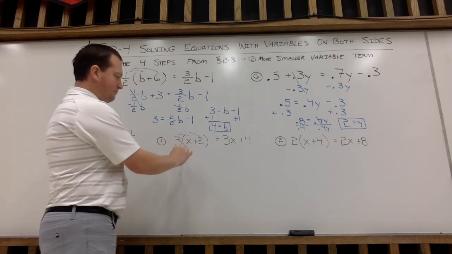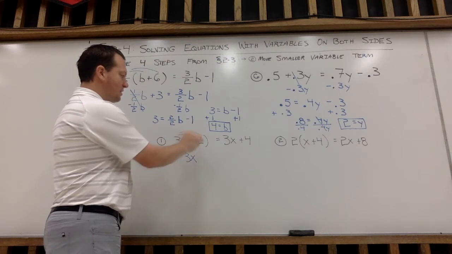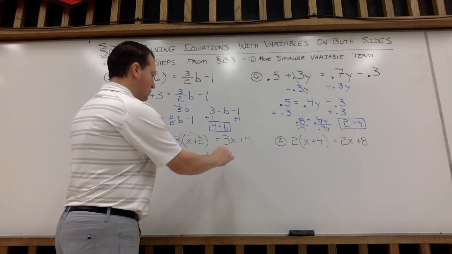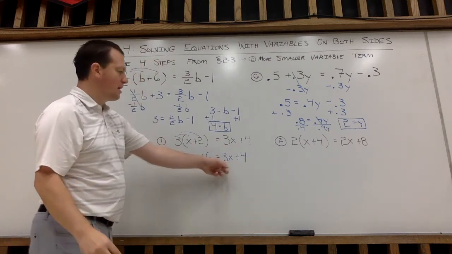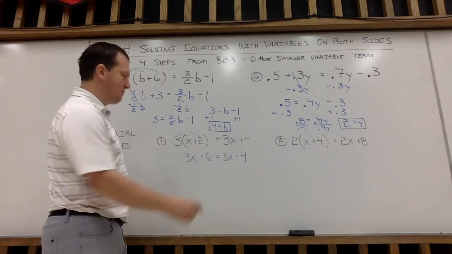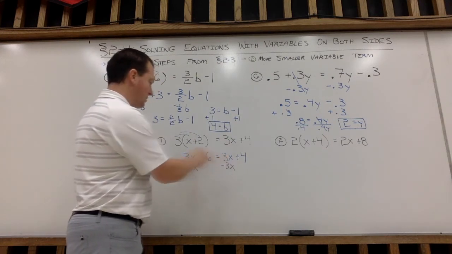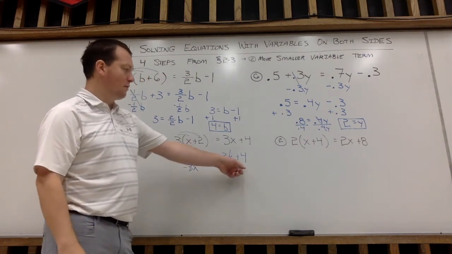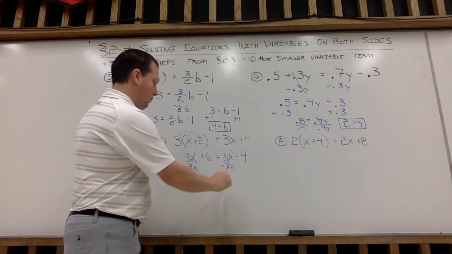First scenario, I'll distribute 3x is 3 times x, 3 times 2 is 6. So 3x plus 6 equals 3x plus 4. Here, you're going to move your smaller x term. Whoa, 3x, 3x, they're the same. So it doesn't matter which one you move. Subtract 3x from both sides. Your x terms cancel out on both the left and the right side of the equation. So you've got 6 equals 4.